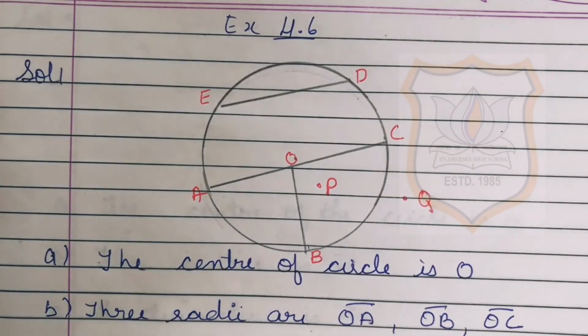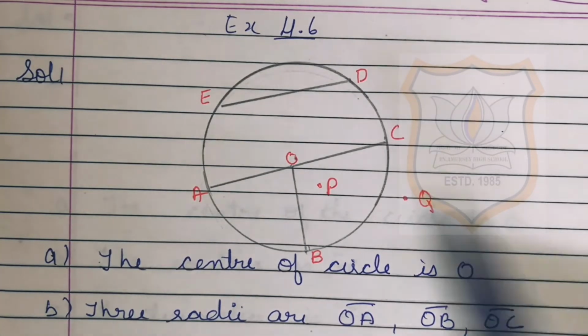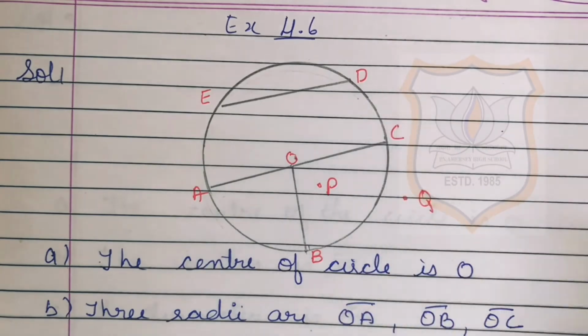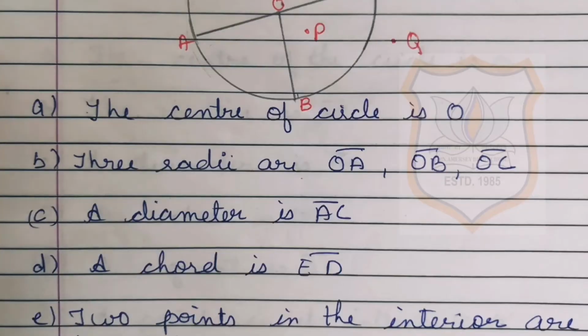Next, D part of question number 1, we have to find out a chord. As I've explained earlier, a chord means a line segment whose 2 points are on the circle. Here E and D points are on the circle, so this is the chord of the circle. The answer of D part of question number 1 is that a chord is line segment ED.